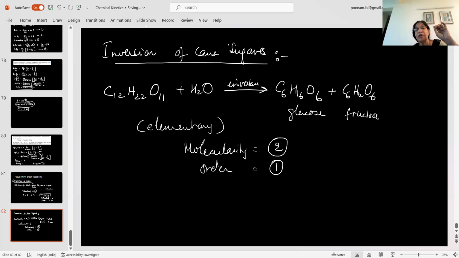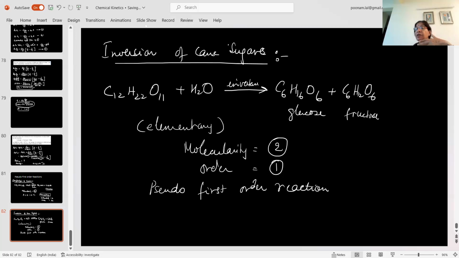So we can say the rate of reaction depends only on the concentration of sucrose and not on the concentration of water. So order is 1, molecularity is 2, and it is an elementary reaction. So it is called what again? Pseudo first order reaction.